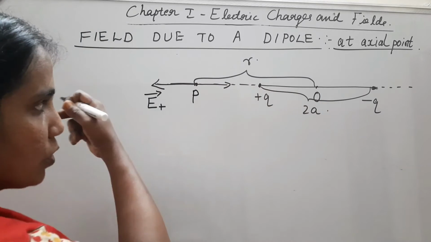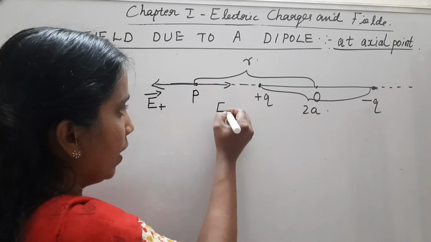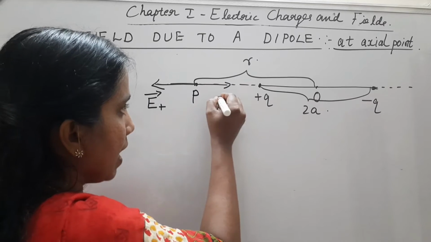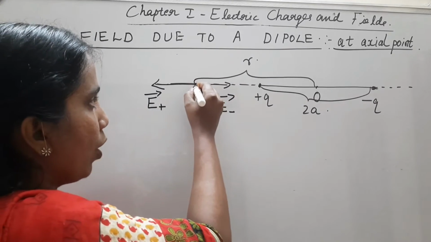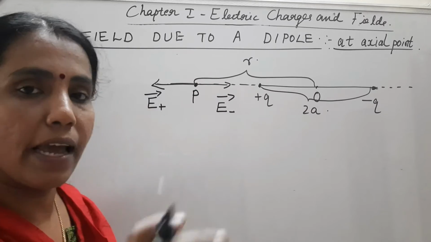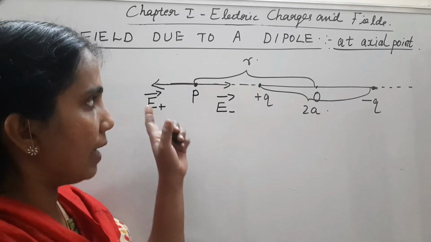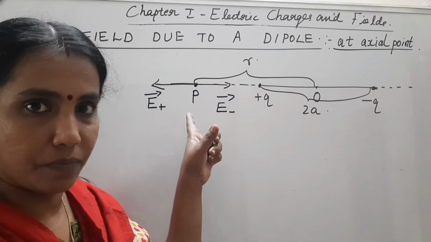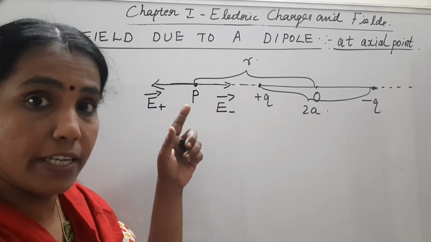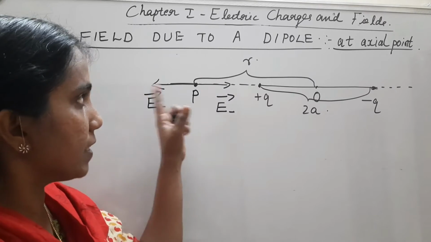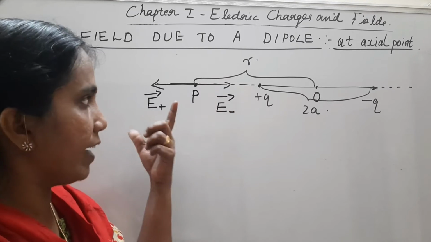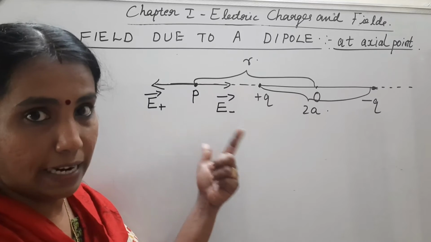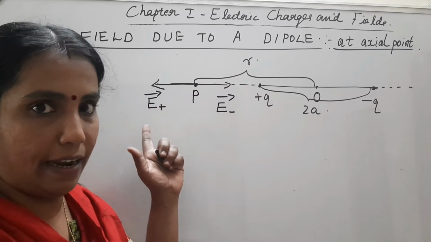So field due to positive charge is outward and field due to negative charge is inward. Okay, so we can see that at the point P, the two fields are in opposite direction and they act along the same line. So here addition is very easy because since they are acting along the same line in opposite direction, it's enough to find which one is more and the net electric field will be in that direction.